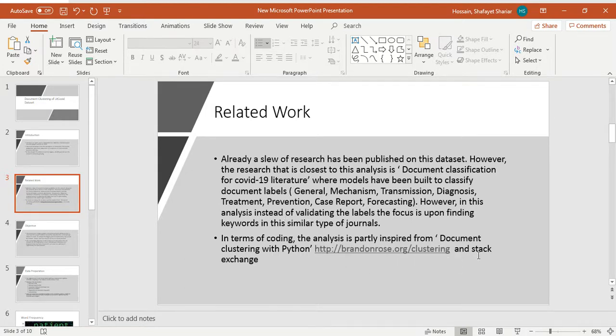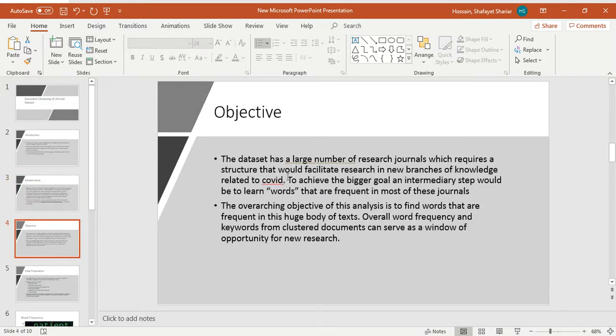In terms of coding, the analysis is partly inspired by document clustering with Python, and some of the functions were modified from Stack Exchange. The objective is that the dataset has a large number of research journal papers, which requires a structure that would facilitate new branches of knowledge related to COVID. To achieve that bigger goal, an intermediary step would be to learn words that are frequent in most of these journals. The overarching objective of this analysis is to find words that are frequent in this huge body of text. Overall word frequency and keywords from clustered documents can serve as a window of opportunity for new research.